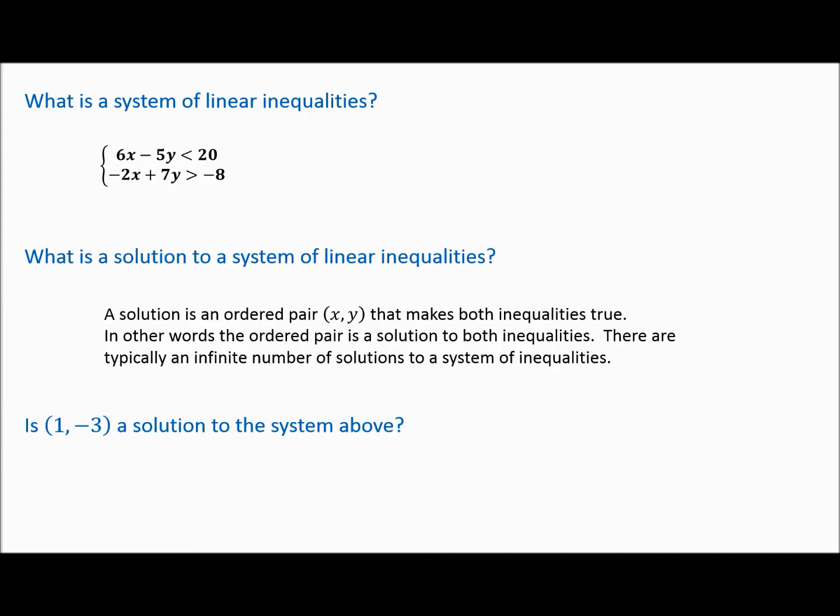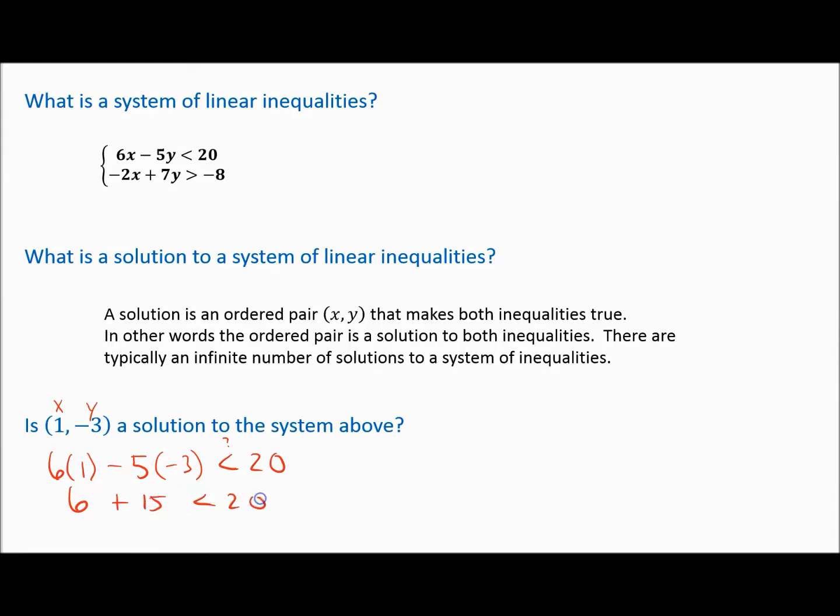So I have a problem for you finally. Is (1, negative 3) a solution to the system above? How do you find out? You just substitute it in. So my x is 1 and my y is negative 3. When I substitute into the first inequality, I have 6 times 1 minus 5 times negative 3. Is that less than 20? Well, we have 6 times 1, remember you multiply before you add or subtract, which is 6. Think about this as a negative 5 times the negative 3, which is a plus 15.